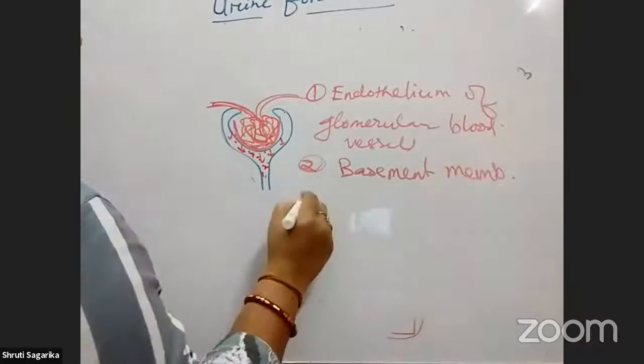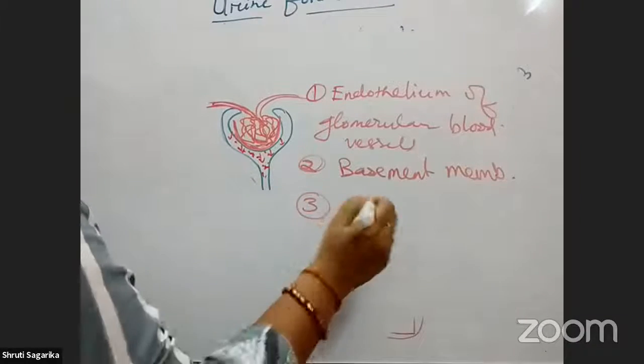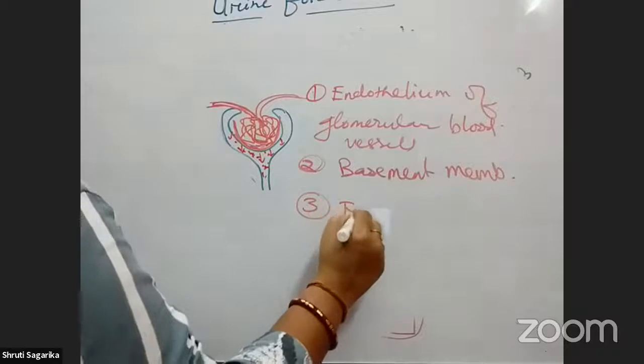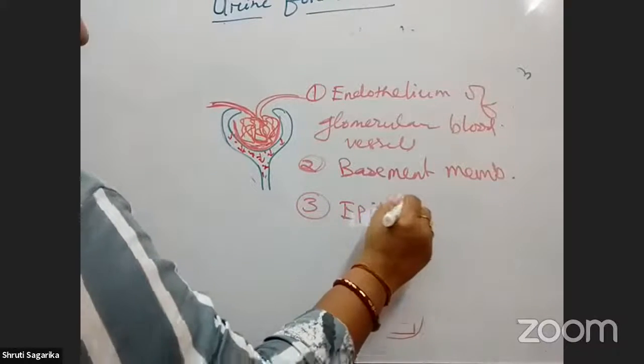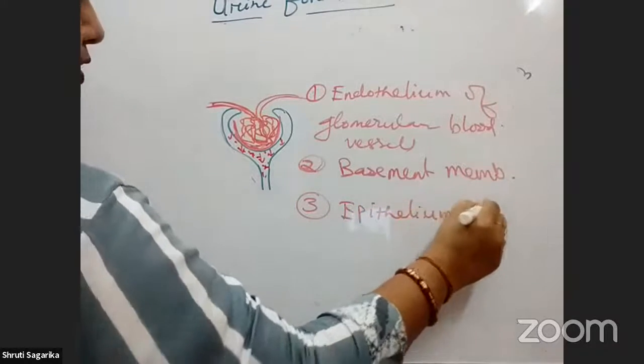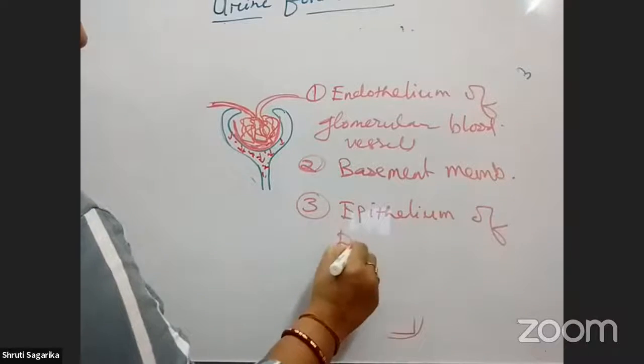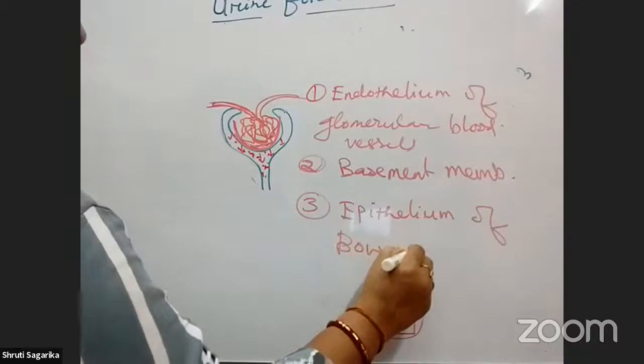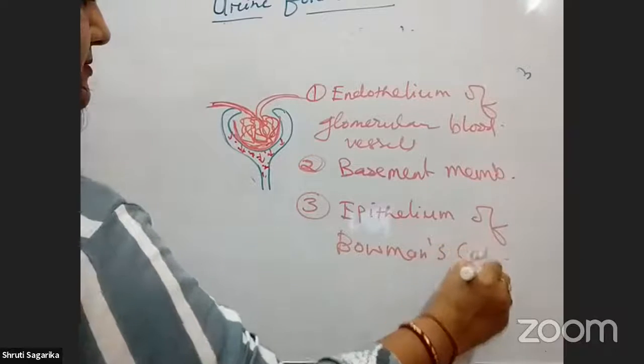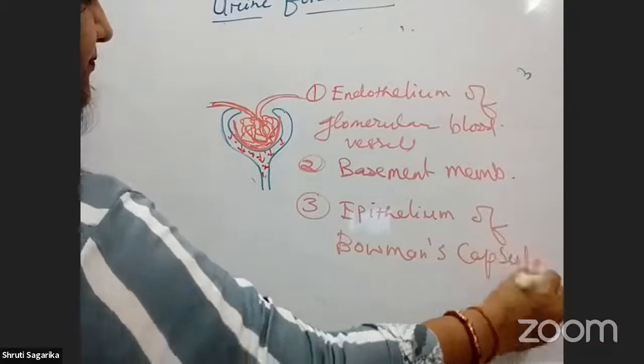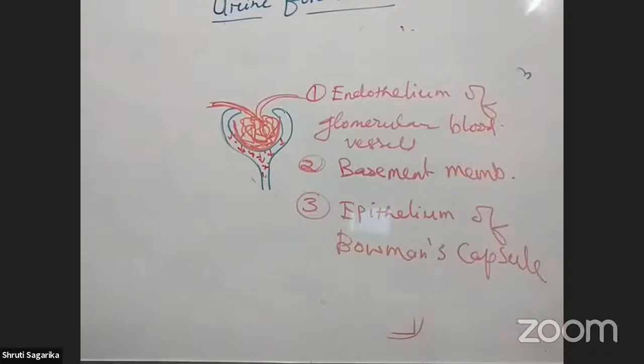Basement membrane. Third one is the epithelium of Bowman's capsule. Okay, so these are the 3 layers the filtrate has to cross.